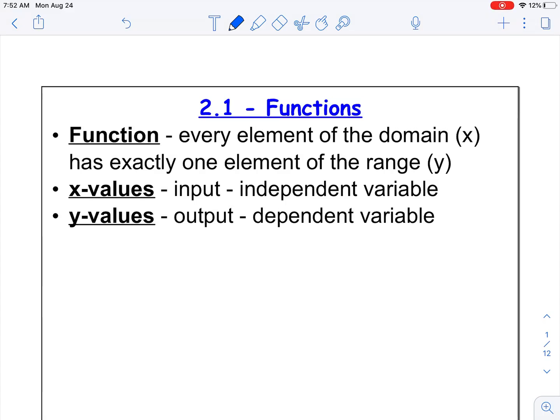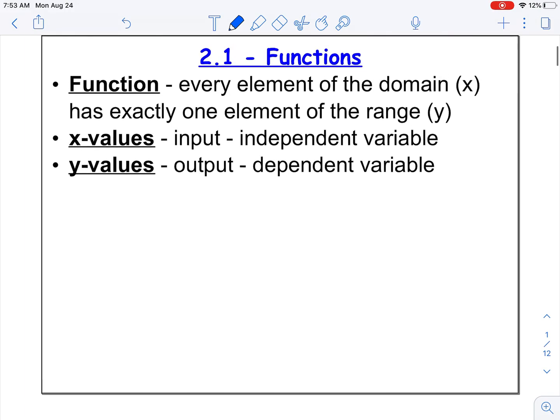Hello everyone. Today we're going to start off talking about section 2.1, which are functions. Okay, a few definitions here. A function is defined that every element of the domain, which includes the x values, has exactly one element of the range, which are the y values.